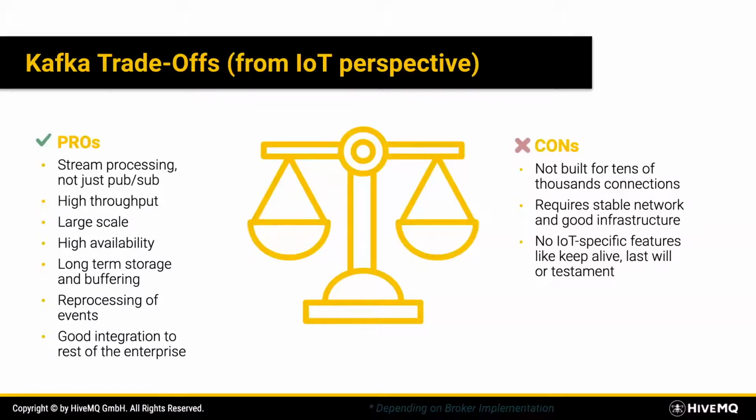From an IoT perspective, it is not ideal because it is not built for tens or even hundreds of thousands of connections. You need a stable, solid networking infrastructure to stay connected to Kafka. There are no IoT specific features like, for example, the keep alive mechanism or the last will and testament mechanism that MQTT brings.